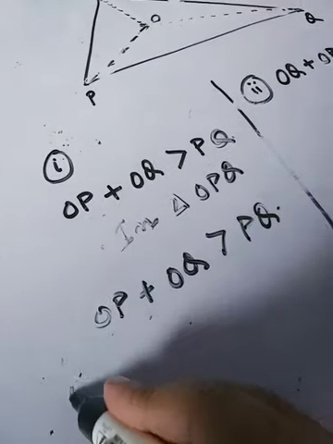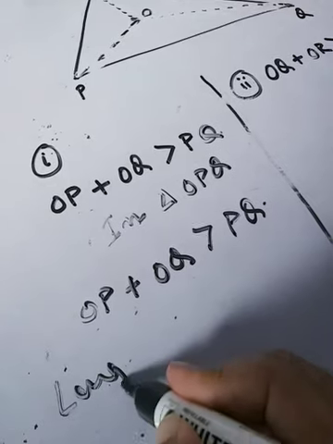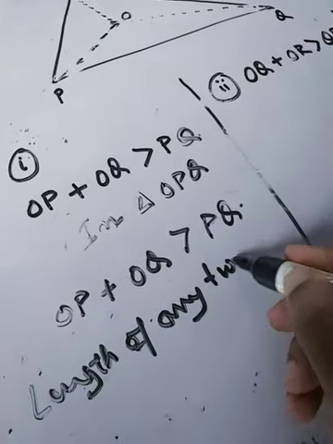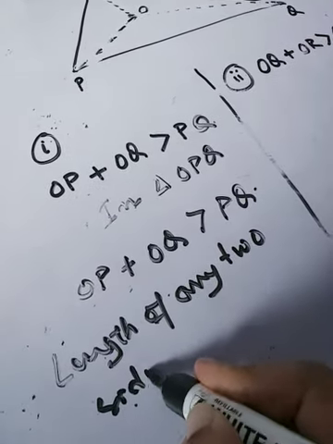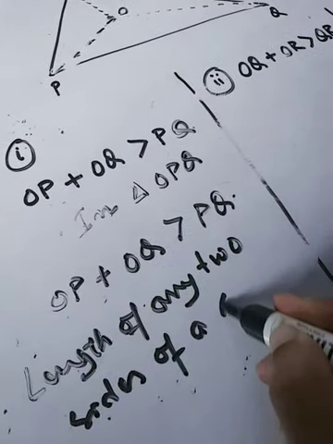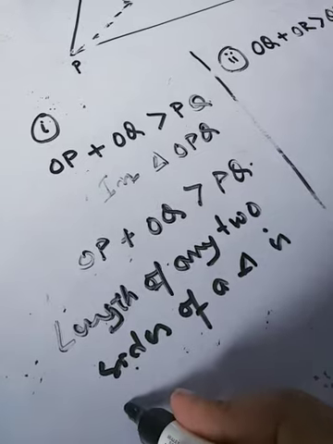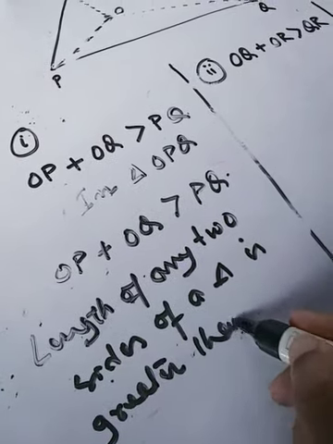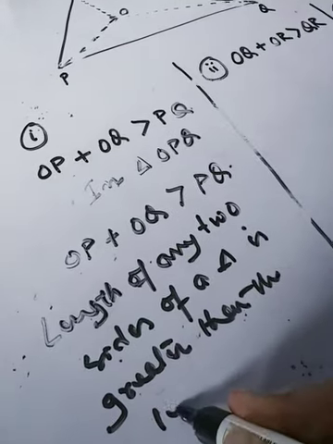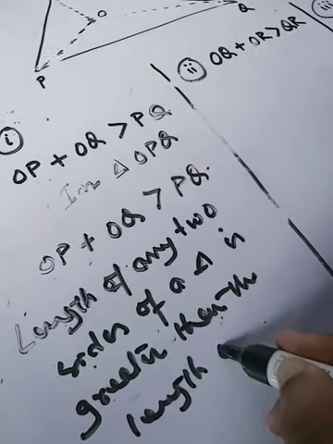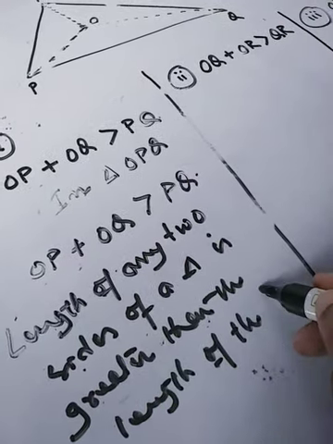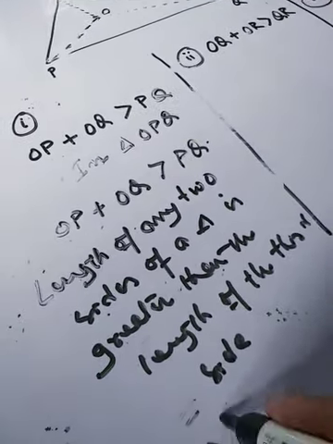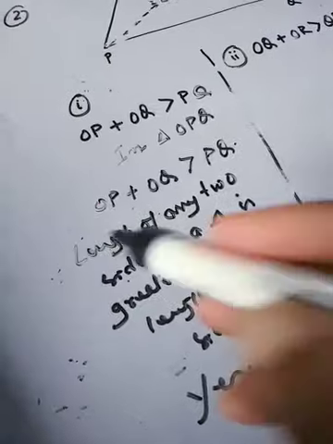Reason is: the length of any 2 sides of a triangle is greater than the length of the third side. So this is the reason. So it is true. It is quite true.